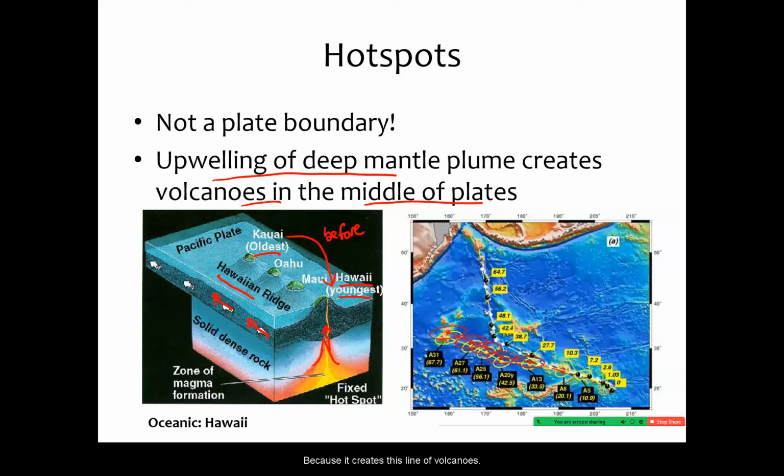And because it creates this line of volcanoes, if we figure out the age of each of these volcanoes, then we can use that information to figure out how fast the tectonic plates have been moving over the hotspot over time. And we've done just that with these age dates of the volcanoes that we see written here. This being the most recent in Hawaii, and this being a series of volcanoes that are really only seamounts at this point, that don't even pop above the surface of the ocean because they have eroded away.